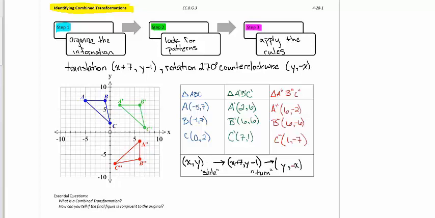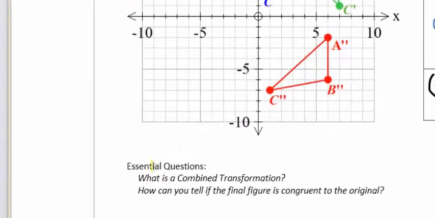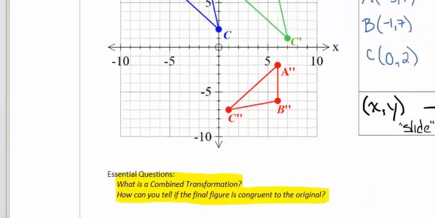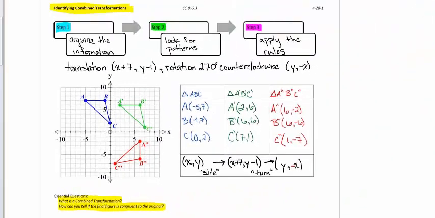So when you return to class, you need to be prepared to answer what is a combined transformation, and how can you tell if the final figure is congruent to the original. The way that you can tell is the types of transformations. There are 3 that are congruent, and there's 1 that's similar. If all of the transformations are of the congruent transformation type, then your final image must be congruent.